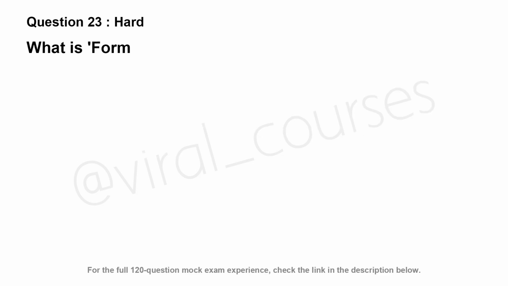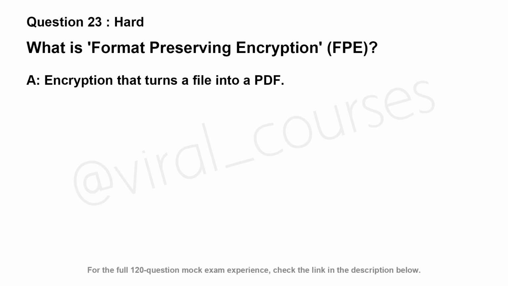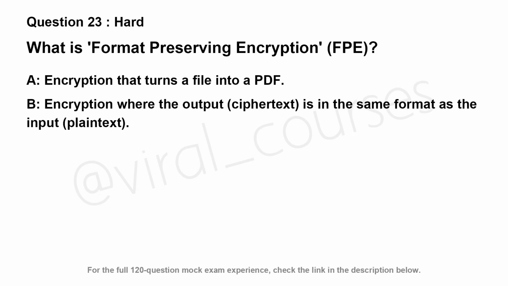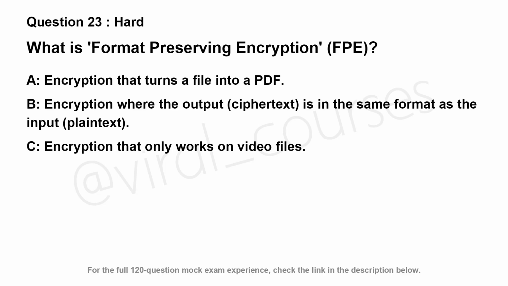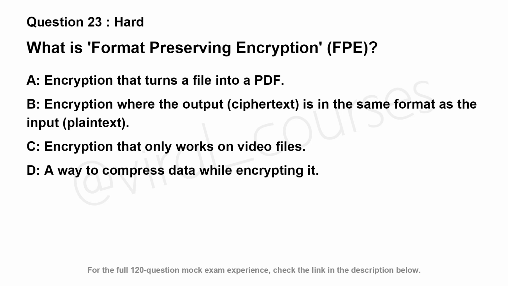What is format preserving encryption, FPE? Option A, encryption that turns a file into a PDF. Option B, encryption where the output, ciphertext, is in the same format as the input, plaintext. Option C, encryption that only works on video files. Option D, a way to compress data while encrypting it.